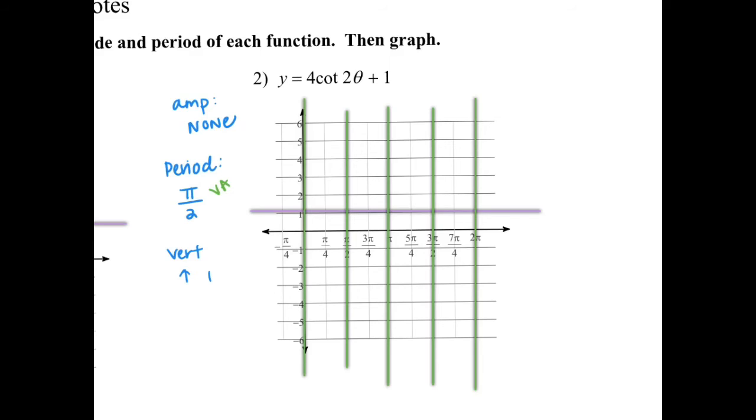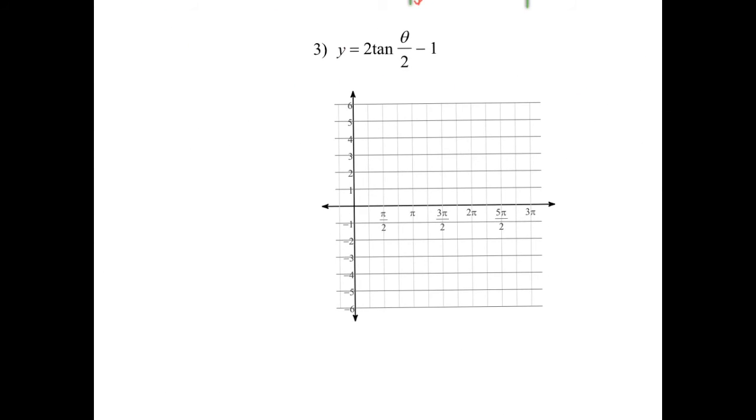Now my intercepts are going to be in the middle. So notice how I'm still keeping my intercept on that purple line. That's a big deal. But my curve shifts. So as I do my curve, this time I'm going down and to the right. That one's cotangent. Cotangent is down, tangent is up.